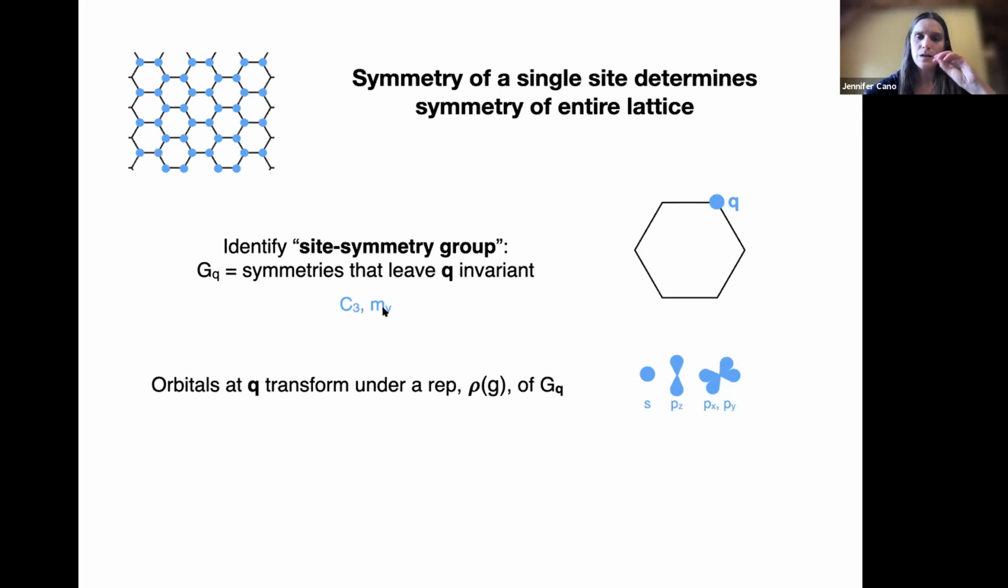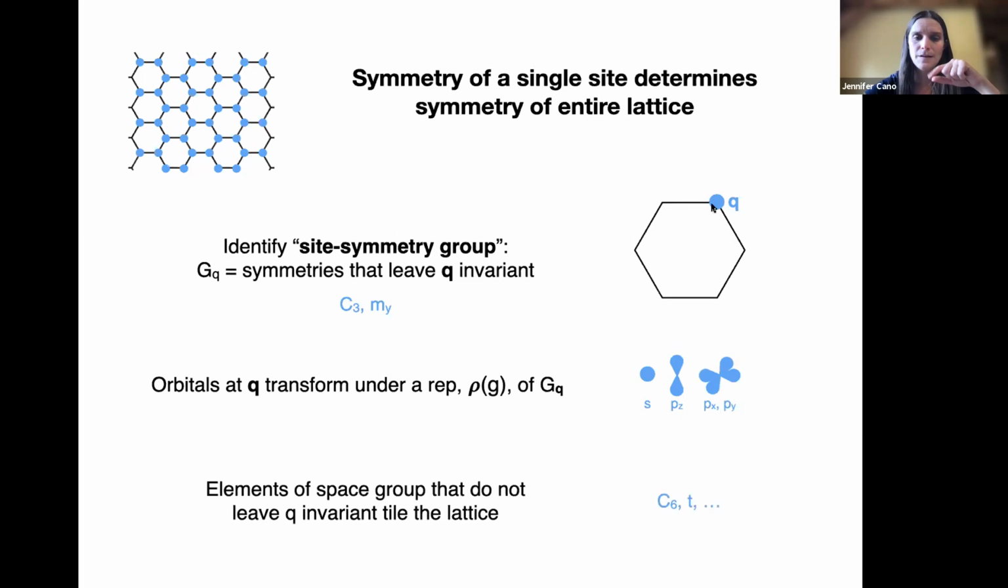So once we pick our Wyckoff position and we pick our orbital, we know something about symmetry, but it's just the symmetry of one single site because it will be an irrep of the site symmetry group. But now there's the other symmetry operations that take your site Q to some partner site. If we know which orbital we have on Q, then we can act with the rotation and get the orbital on this other site Q2. And we can continue in this way. We can act by translation and get the orbital on some other site.